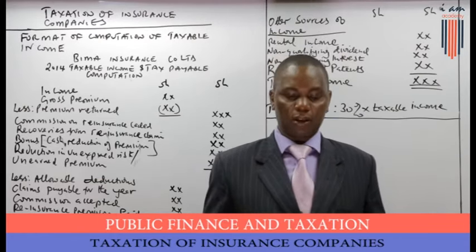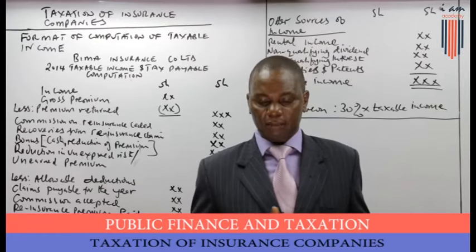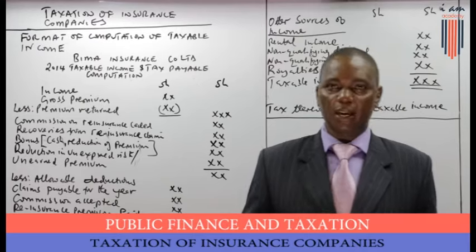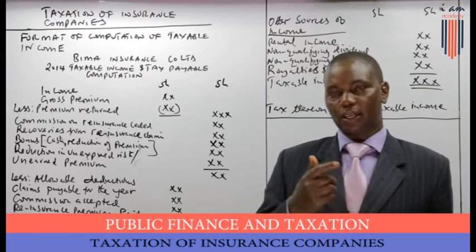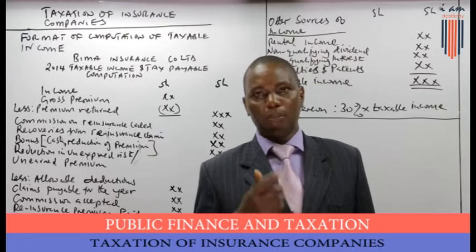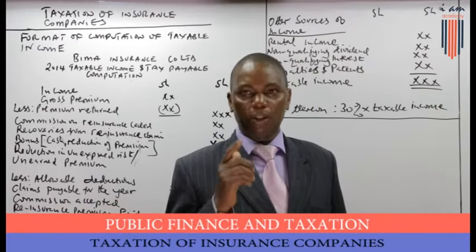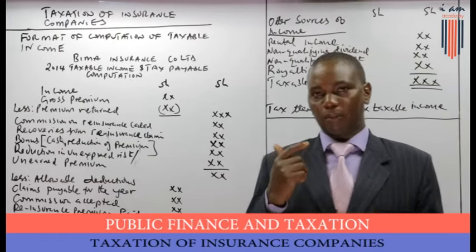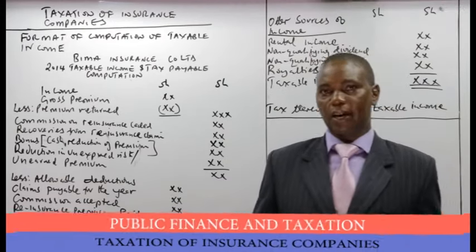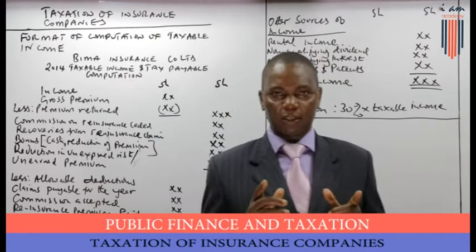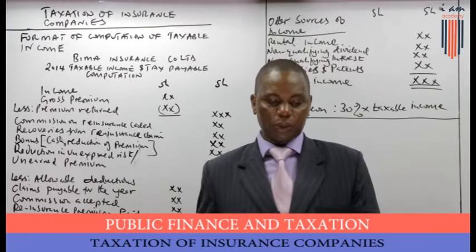Now, according to this section, the insurance company carrying on the general business and also the life business activities will treat the life business activity as a separate business from the other general business activities. So that is important to note. And therefore, the taxable income from the life business activity will be determined separately from the income of the general insurance business activities. So we will separate the two: the general insurance business and the life insurance business.